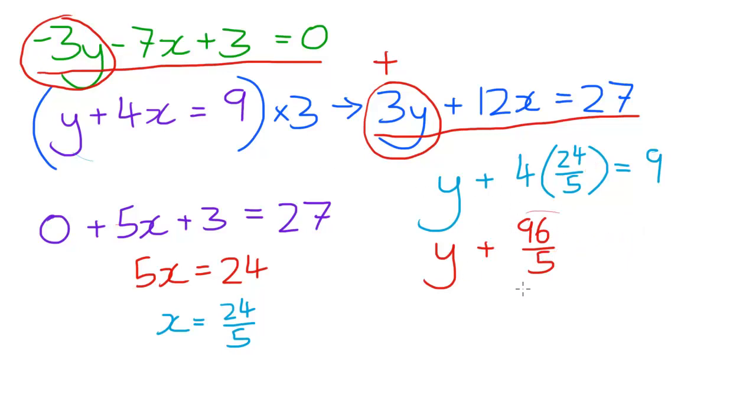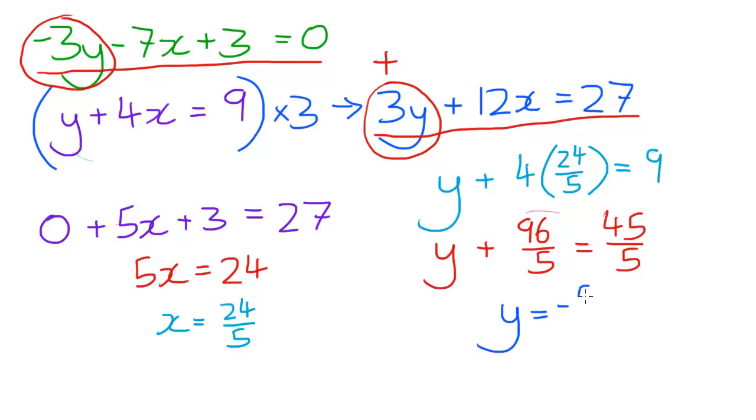So y plus 96 over 5 is going to be equal to, let's put this 9 in terms that we can use to add or subtract from this over 5. So we'll put it into 45 over 5. And then we can take away 96 over 5 from both sides. So let's take away 96 from both sides. And then what we're going to end up with is y is going to be equal to, let me get this right, minus 51 over 5, I believe.